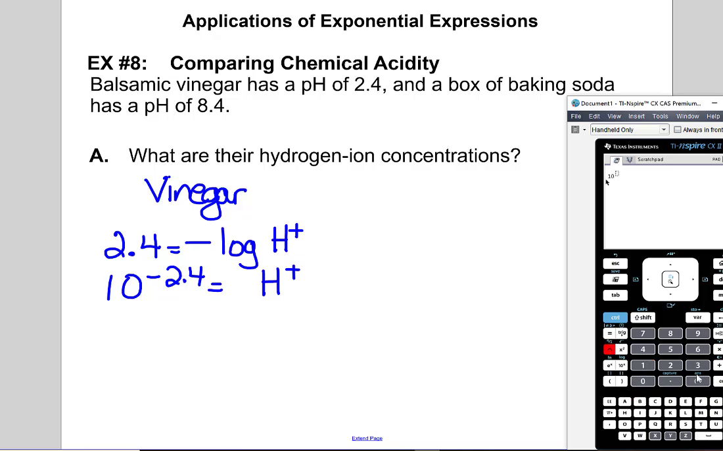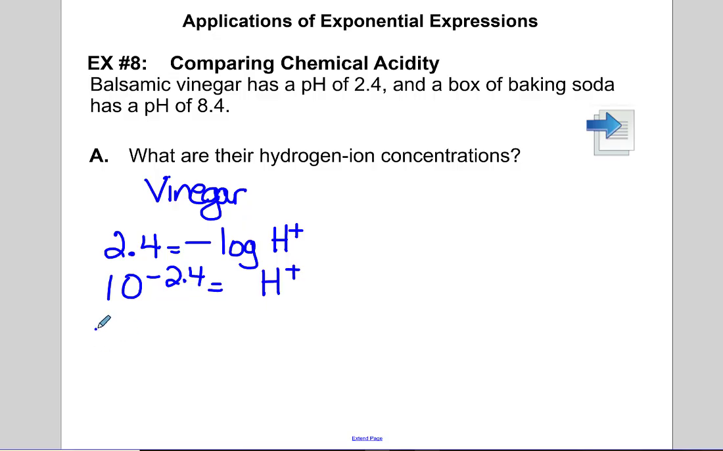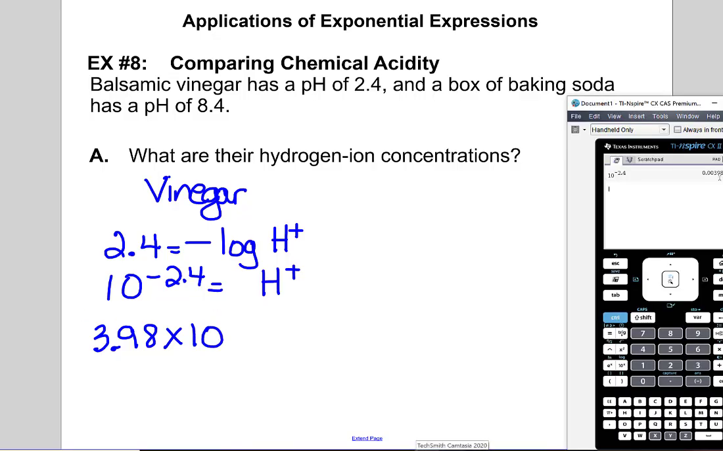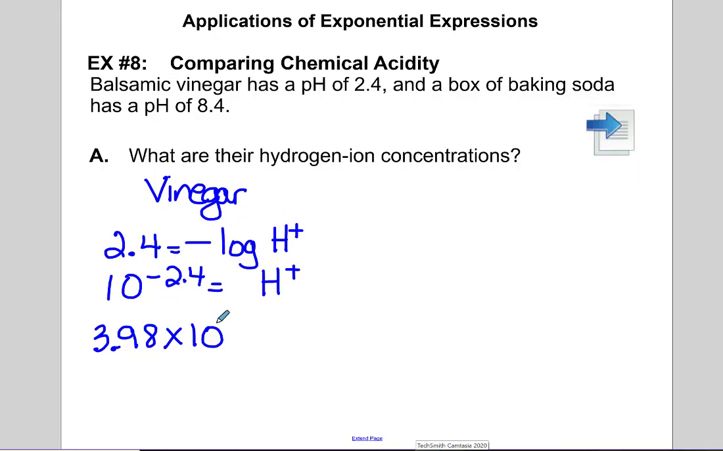10 raised to the negative 2.4 power is 0.003981. So we could rewrite that in scientific notation: 3.98 times 10, is it to the negative third power? Yes, times 10 to the negative 3, and this is in moles per liter.